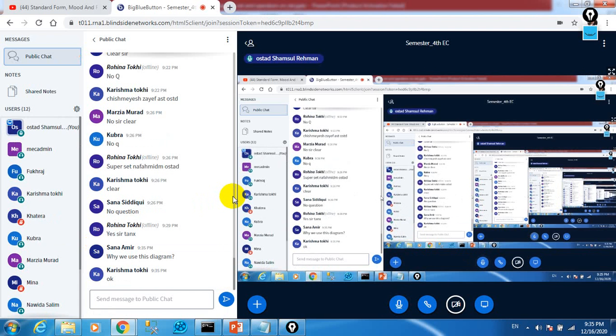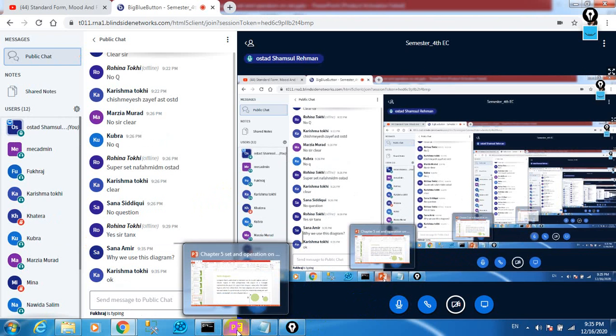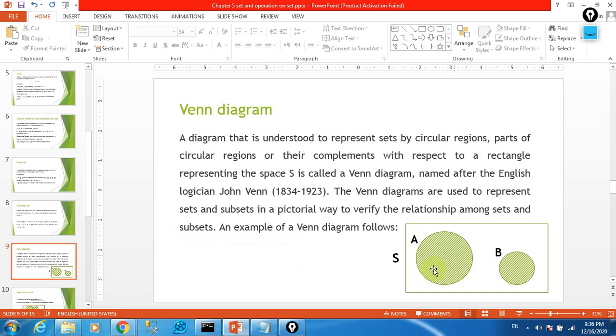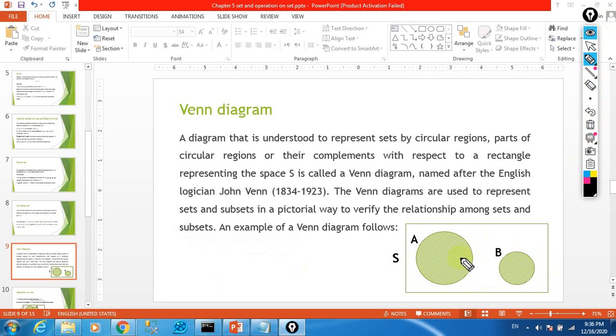Why do we use this diagram? As I mentioned, it will represent the relationship between the sets. It is used for the relationship between sets: whether a set has a common element or not, whether a set is a subset of another set or not, and when we take a union, how we should represent it, or for example A minus B, how we represent it with the Venn diagram.